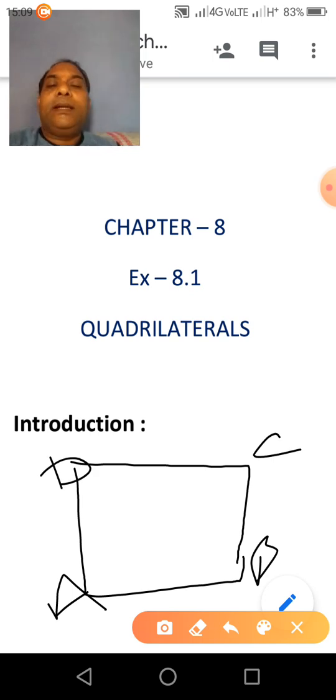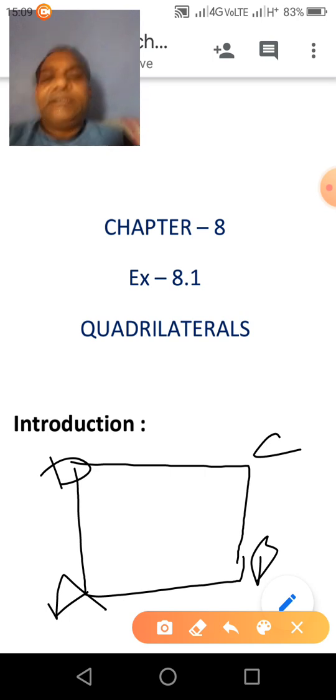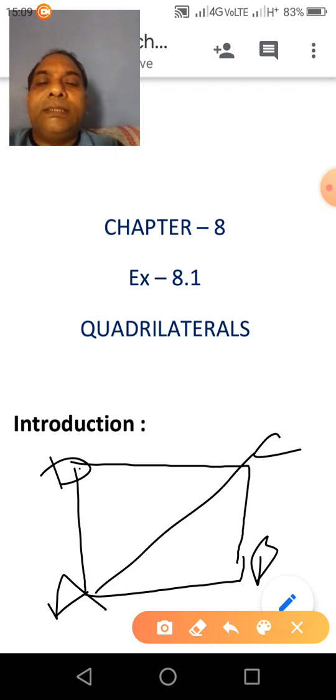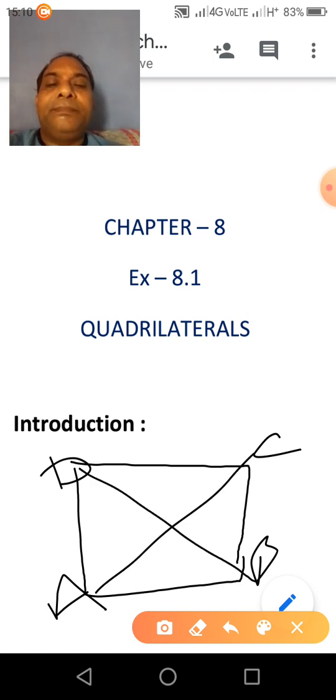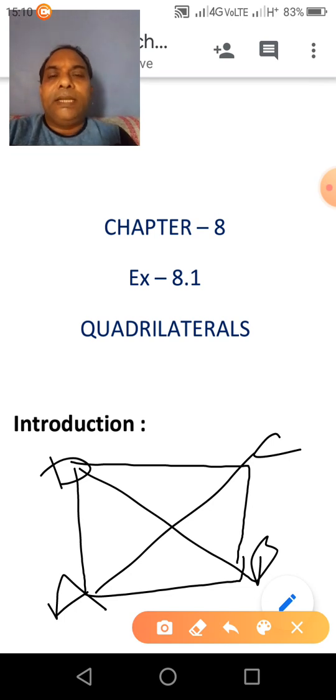So, here A, B, C, D is a quadrilateral. In quadrilaterals, four sides, four vertices A, B, C and D are vertices, two diagonals AC and BD and four interior angles. Clear? So in case of quadrilateral, four-sided figure is known as quadrilateral.